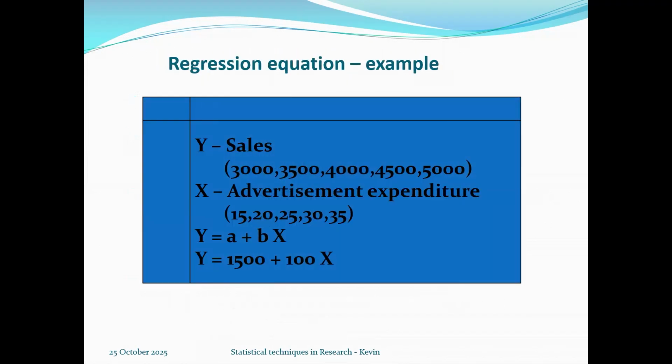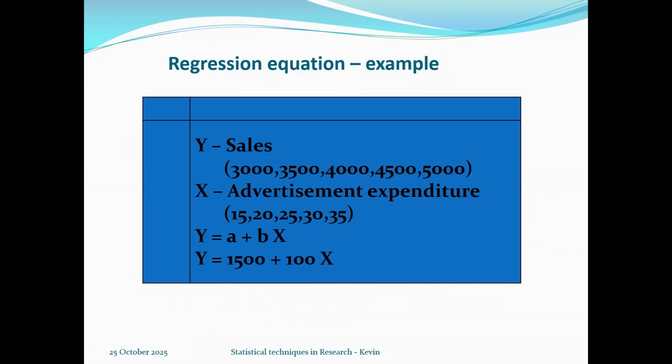Example. Sales is the dependent variable, designated as Y. Suppose these are the sales values. X, the independent variable, is the advertisement expenditure, and these are the corresponding advertisement expenditures. This is the regression equation: Y is equal to alpha plus beta X.